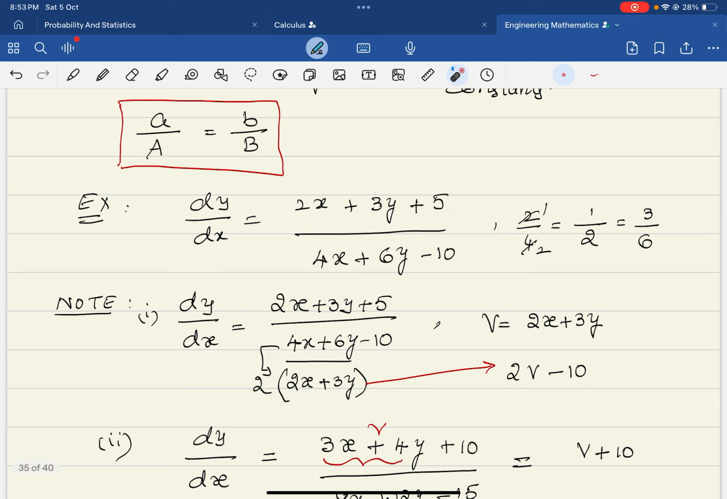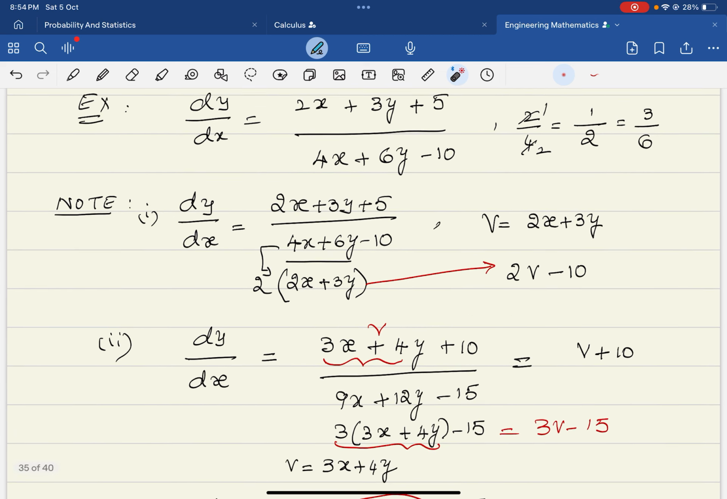Now let us take an example. dy/dx = (2x + 3y + 5)/(4x + 6y - 10). Here, what is the x coefficient? 2. What is the x coefficient here? 4. So 2/4 is 1/2, which is equal to 3/6, which is again 1/2. So the condition is fulfilled, and we can proceed to solve the non-homogeneous equation using the method.